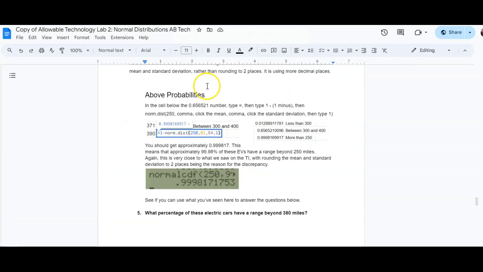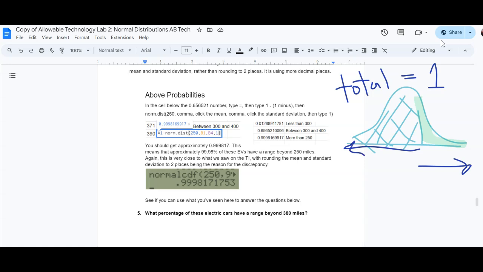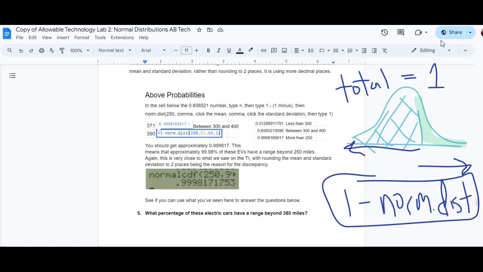All right, and then for above probabilities, we have to understand that the tool we're using is a below probability. Norm.dist in Google Sheets does below. You give it a number, and it will only find the area, the percent, that's below that. But if I want the area that's above it, to the right of the number, I have to use the fact that the total area is 1, and that it only gives me the area below a number, so I have to do 1 minus that norm.dist, and that will give me the area to the right. If I want area to the right, I have to do 1 minus. That's the big important thing here.